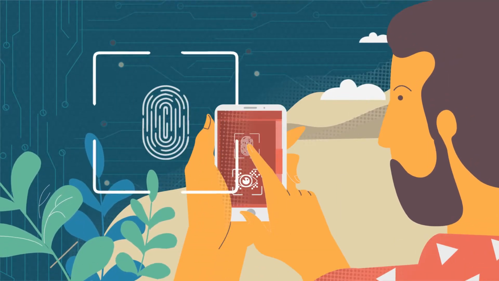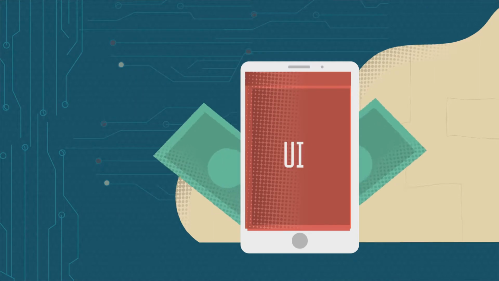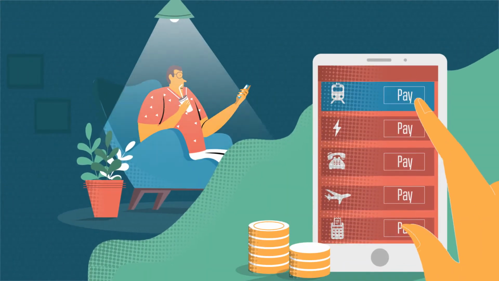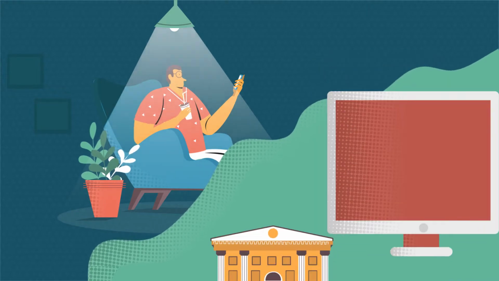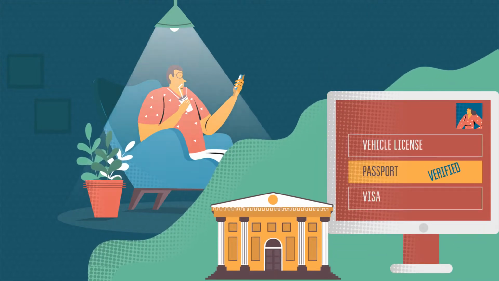Now, Abdul can authenticate his identity either through his fingerprint or iris while shopping. The transaction is transparent, cutting out any scope for foul play. Azar can pay bills and pay taxes after entering the site. Government officials can verify details from the database for issuing vehicle license, passport, visa, etc.